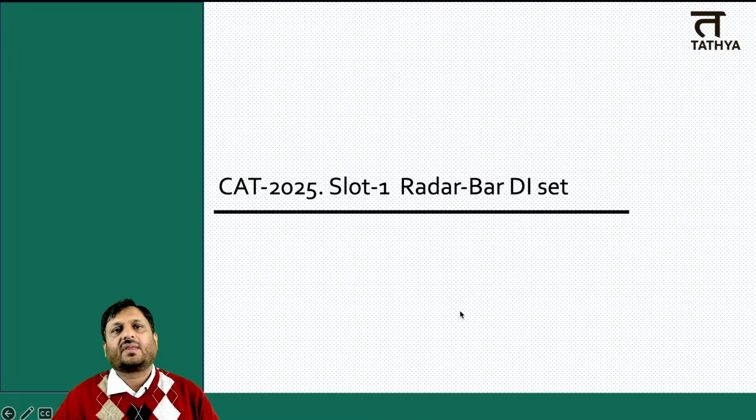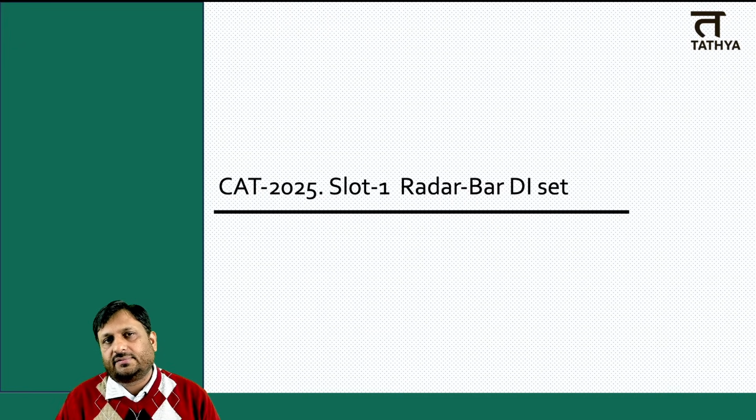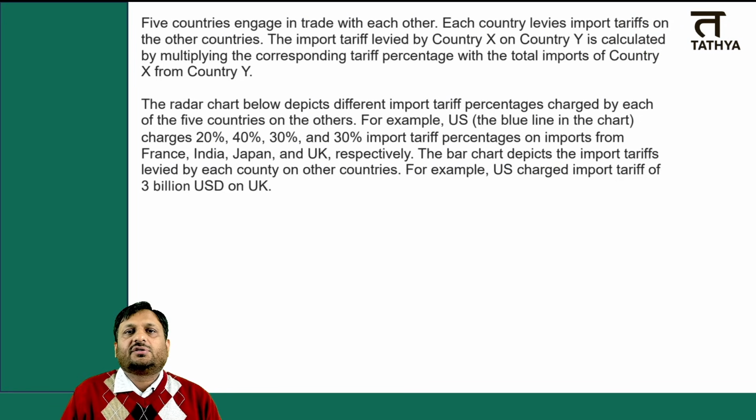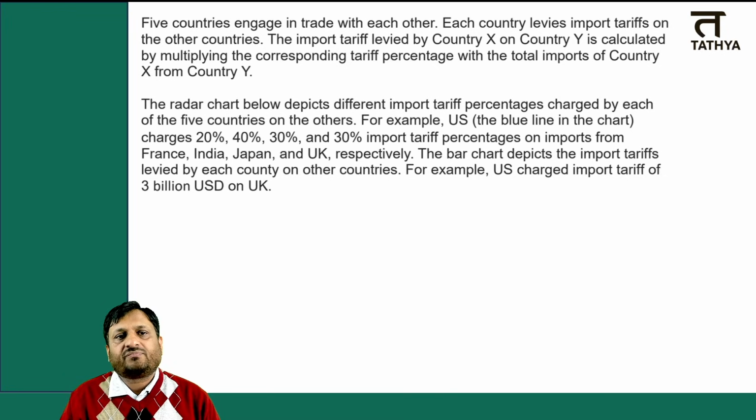Hi. So we are going to discuss the slot 1 CAT 2025 radar bar DI set. Okay, so this was the set. 5 countries engage in trade with each other. The countries are of course US, India, France, Japan and UK. So they are imposing tariffs on each other.